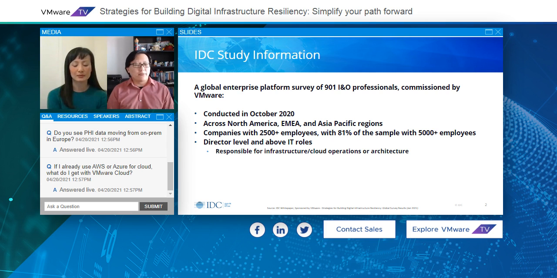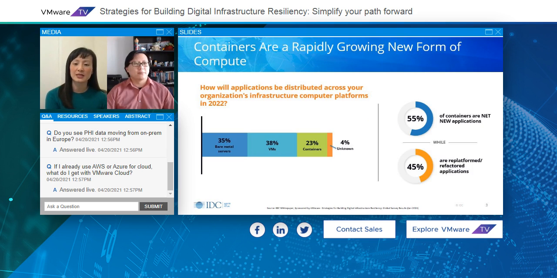And they're all director level and above. IT roles, we had director level all the way to C-level. And these people were responsible for infrastructure cloud operations for the most part. And then we had about a quarter of them that were architects as well. And they were also evenly split across all verticals. So a very representative sample. We have a lot of interesting insights about what people said, the future of compute, the future of cloud and their infrastructure. So let's get into this. Yeah, that's a great representative slice of enterprise IT.